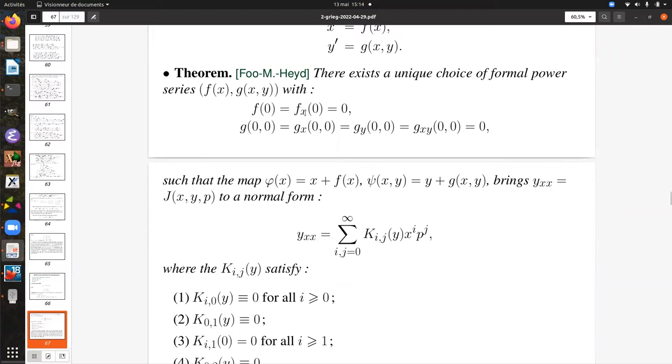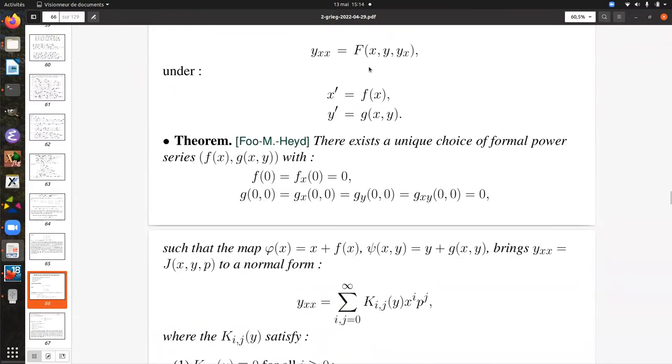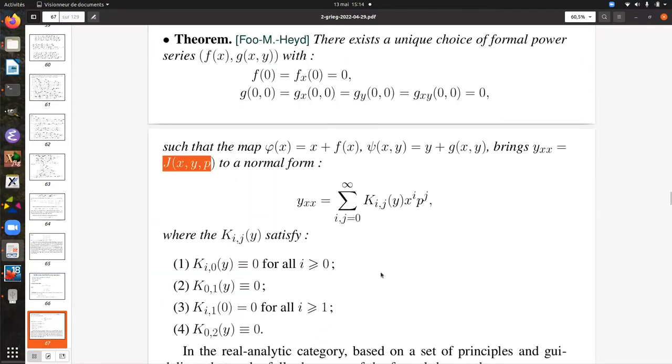So with f of zero, fx of zero, a little normalization on f and g of the form x plus fx, y plus gx, which brings a given equation, so it should be g here instead of f here, yxx equal g of x, y, p, to a normal form, which satisfies these normalization conditions. And furthermore, it's not stated here, the group of stabilization of this normal form is at most three-dimensional. It's not infinite dimensional.